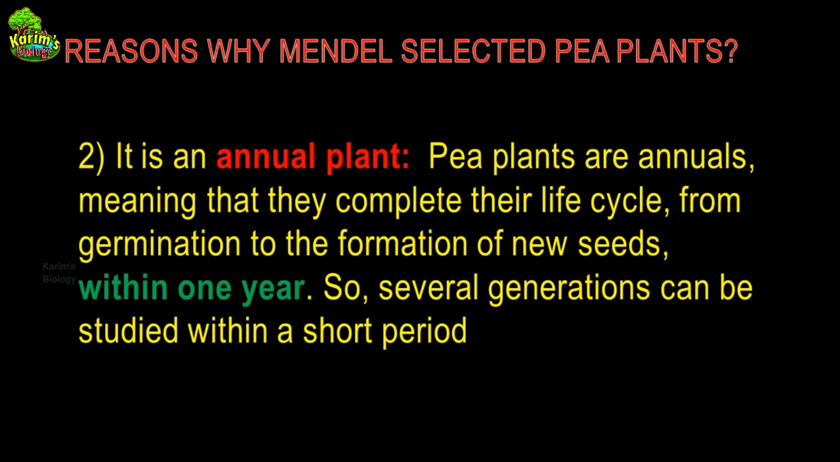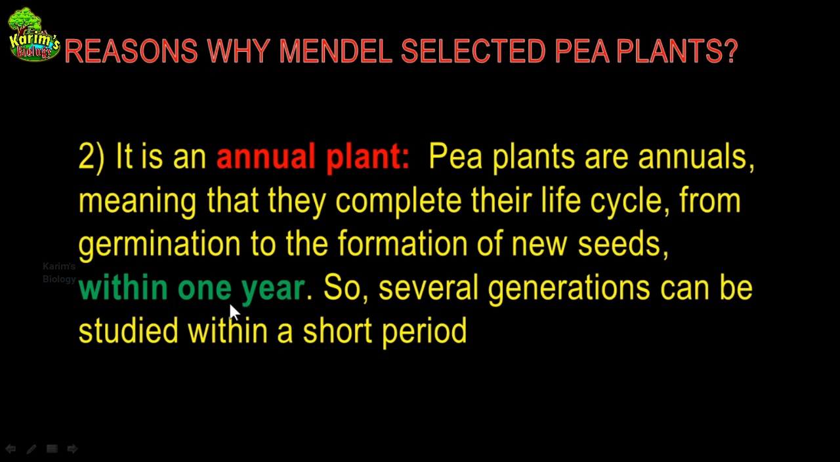And the second reason why he selected this pea plant is that it is an annual plant. Annual means, I think you already know, a year. At the end of the year you have annual examinations. That means after completion of 1 academic year, you will be having annual examinations. Like that, pea plants are annual plants. Annual plant in the sense that it will complete its life cycle within 1 year. Pea plants are annuals, meaning that they complete their life cycle from germination of the seed to the formation of flowers and new seeds within 1 year.